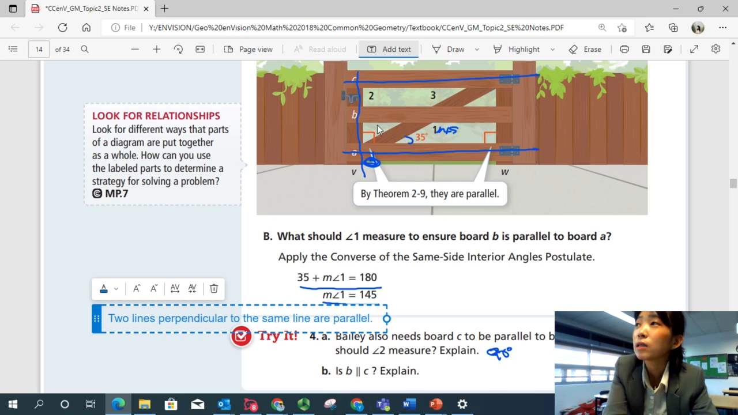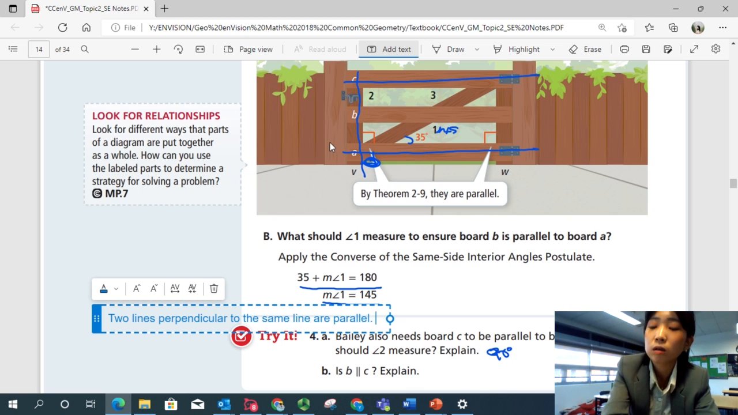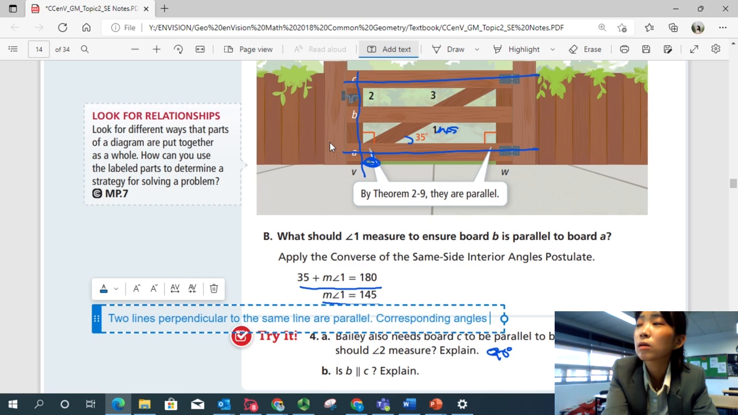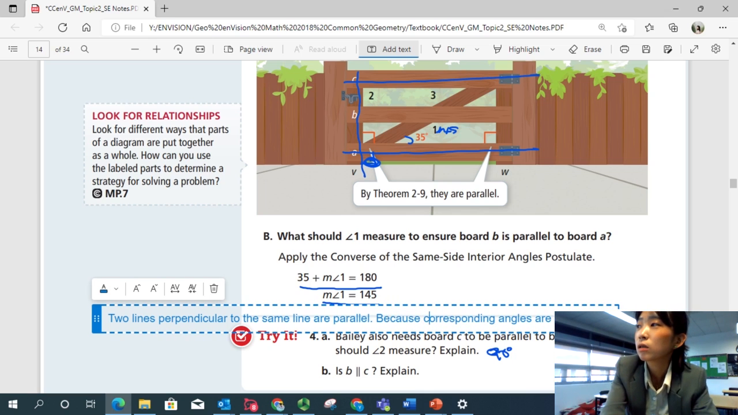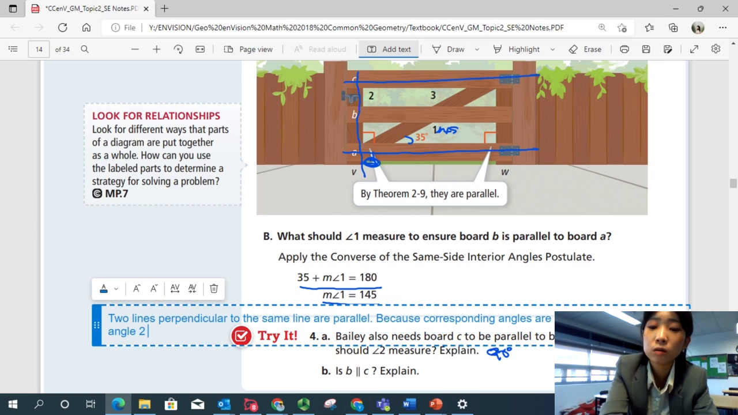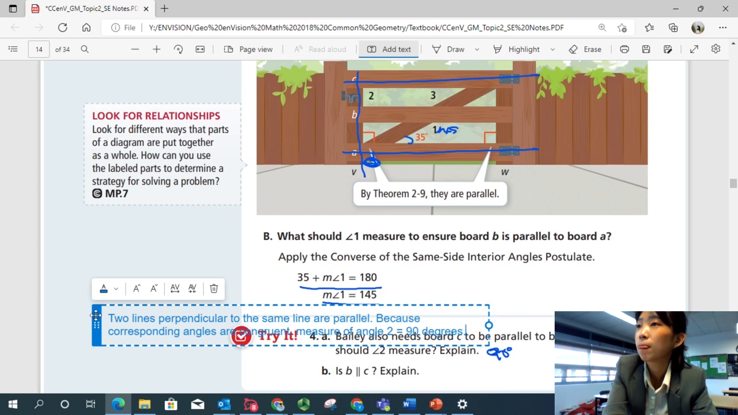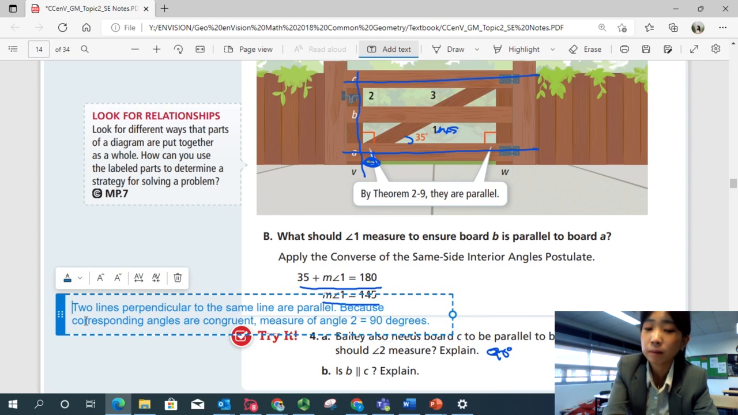And also that means, because corresponding angles are congruent, the lines are parallel. These corresponding angles are congruent. Measure of angle 2 is 90 degrees. That was 4A.